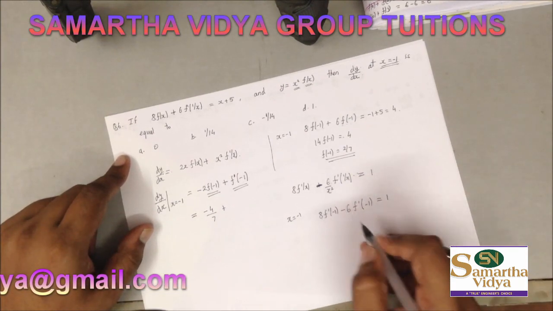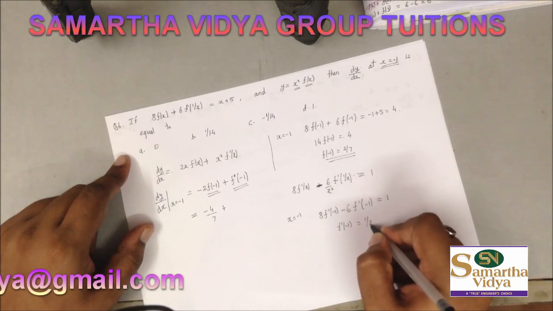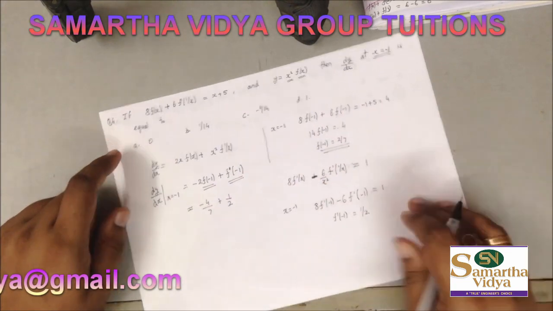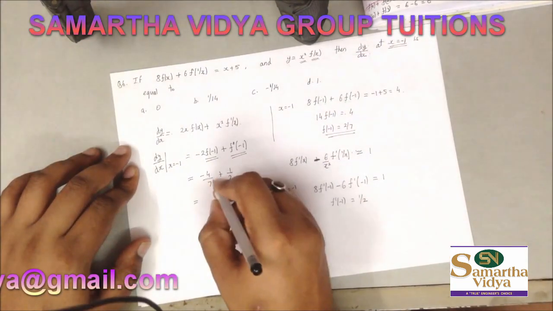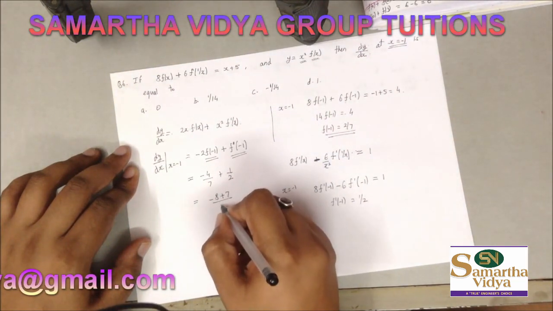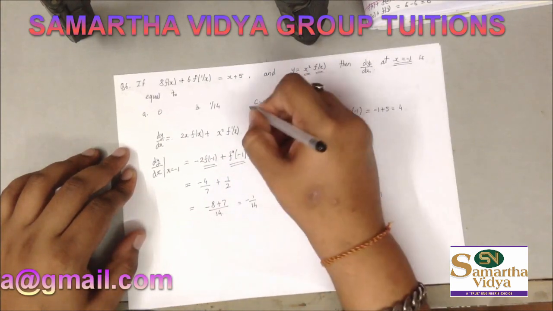So you can see 8 minus 6, which is 2. So f dash of -1 is 1 by 2. So when we substitute over here, we get 1 by 2. So now we have to simplify this. So cross multiply. So -8 plus 7 by 14. So that becomes -1 by 14, which is nothing but your option C.